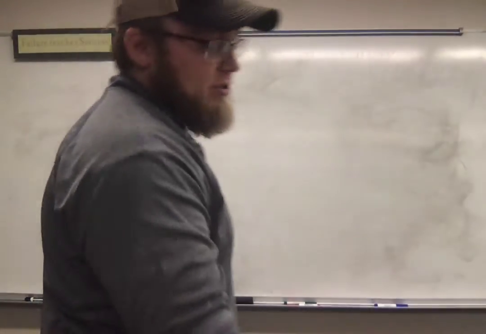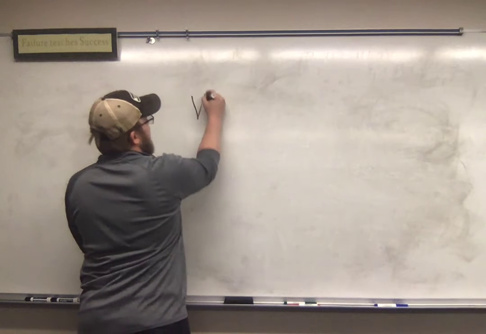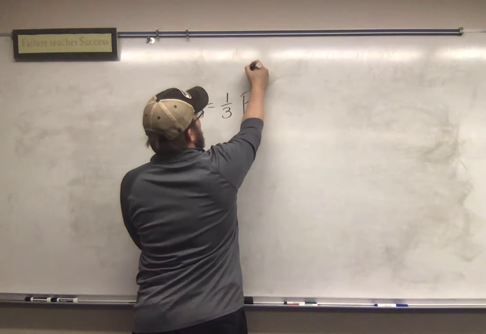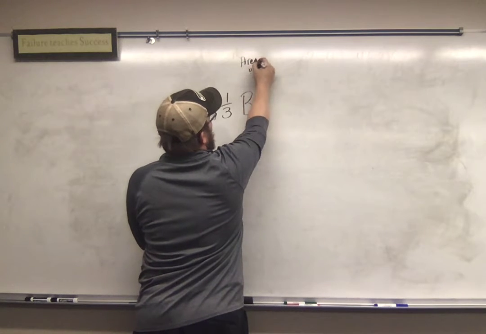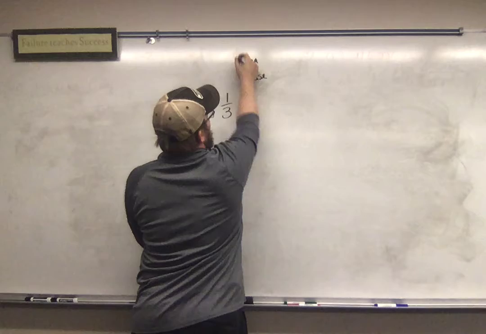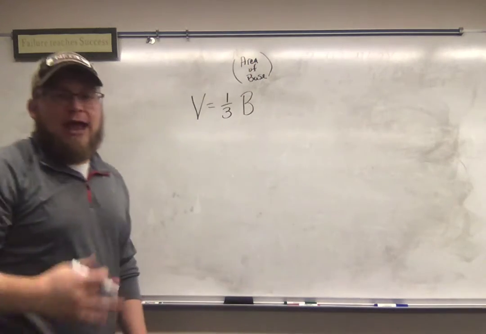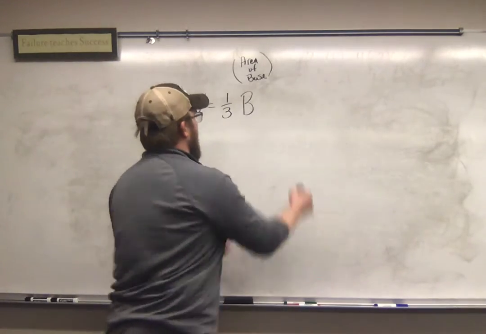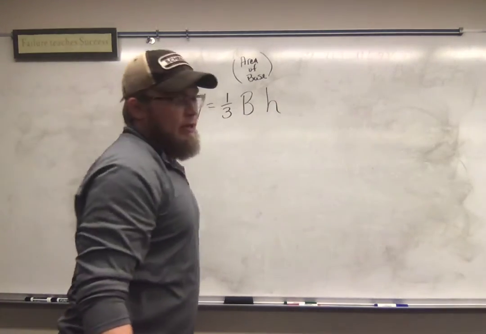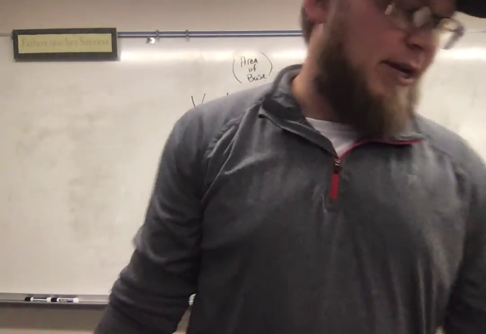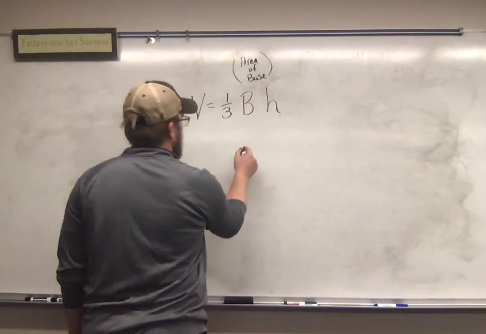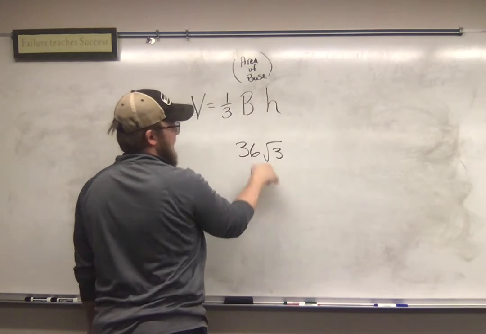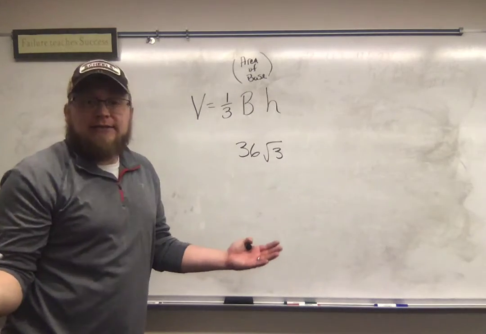So again here's the formula. Volume equals 1/3. And then remember, this is the B, but the B stands for area of base. Okay? That's what the B stands for, the area of the base. And they told us that in the problem. And then also times the height. So the area of the base, they said, was 36 root 3. So I'm going to write that in. 36 root 3. That's the B. That's the area of the base.